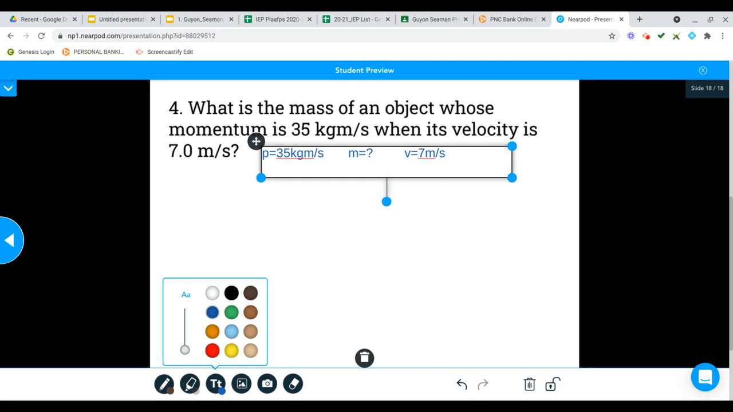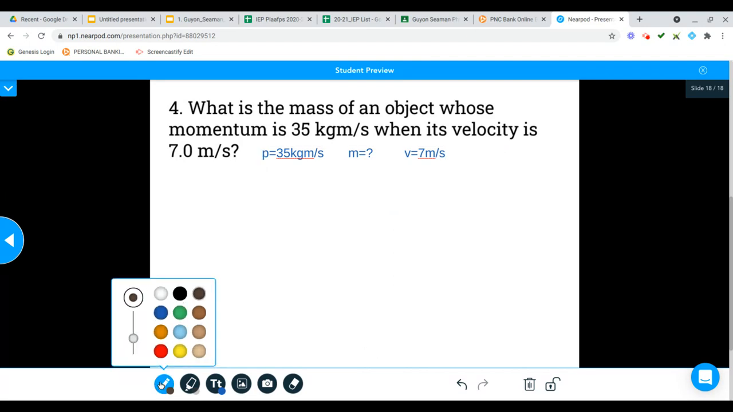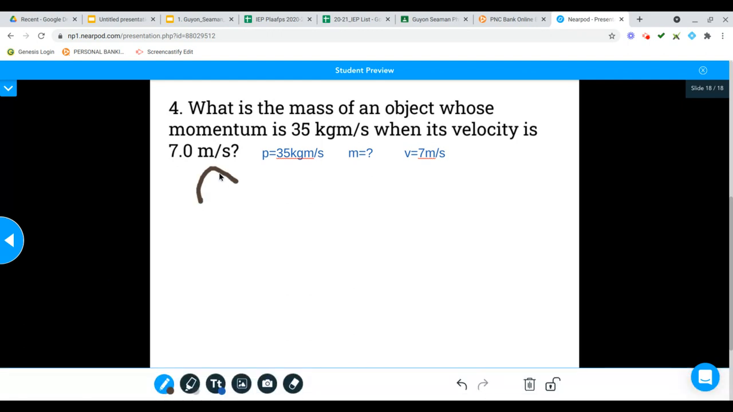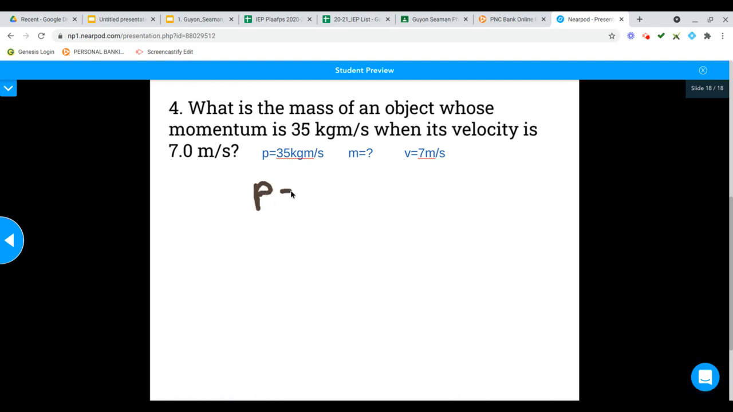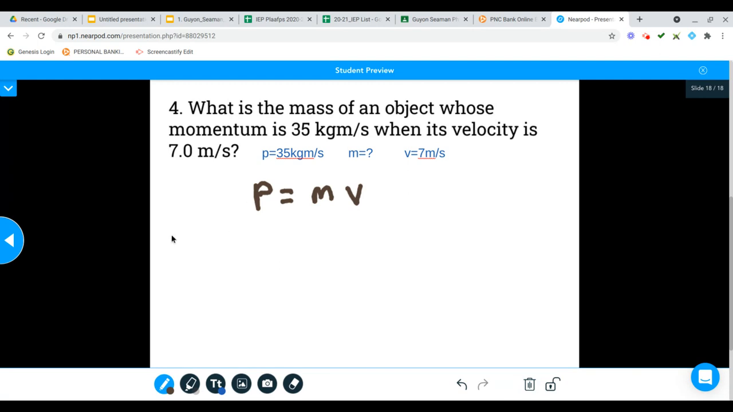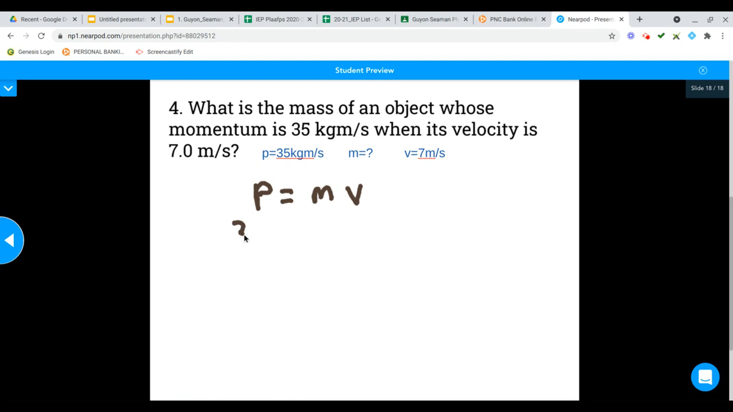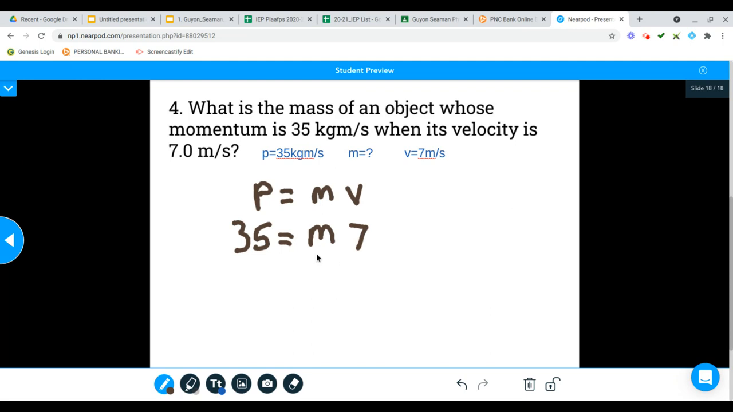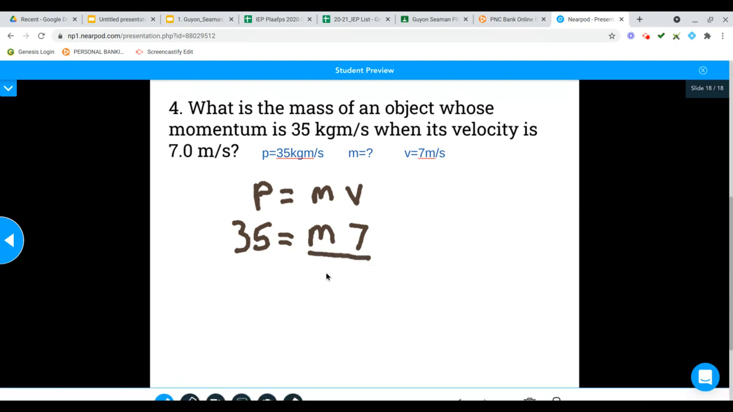Okay, so now go draw it in here. Okay. So now I've got my P equals M times V. I plug in my P. My P is 35 equals my M. I don't know what M is, so that's going to stay M. And my V is 7. Okay, so it's M times 7. So to get rid of my 7, I have to divide both sides by 7.